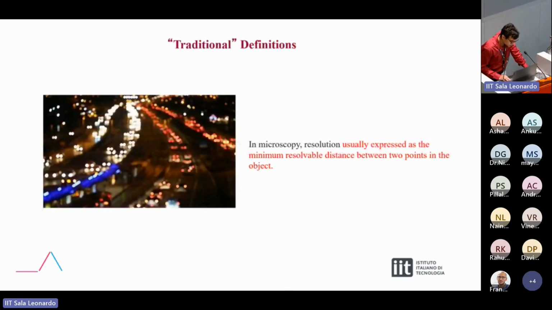The traditional, or high school, definition of resolution is just the minimum resolvable distance between two objects. As you can see here, this is an image of traffic taken with a camera which is defocused a bit. You can see these circular dots, these disks, and you know that this is the highest resolution that you can get. You cannot resolve or obtain information smaller than the spots.